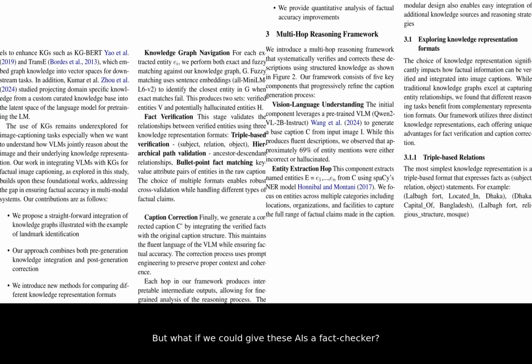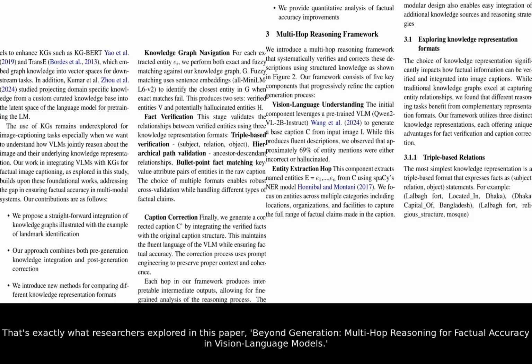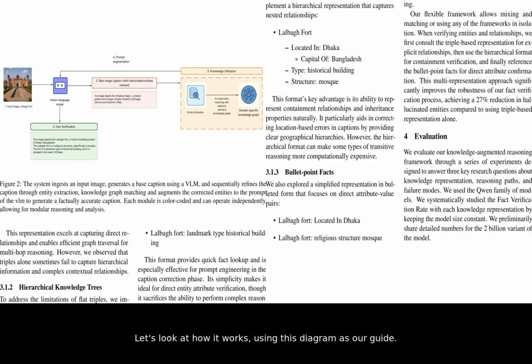But what if we could give these AIs a fact-checker? That's exactly what researchers explored in this paper, Beyond Generation, Multi-Hop Reasoning for Factual Accuracy in Vision Language Models. They developed a clever framework to force the AI to verify its claims before outputting a final description. Let's look at how it works, using this diagram as our guide.